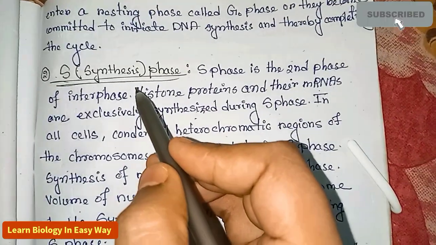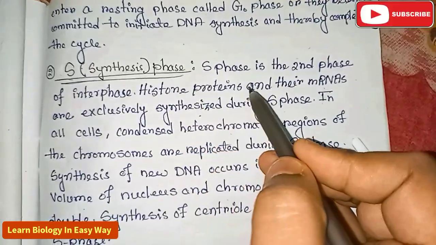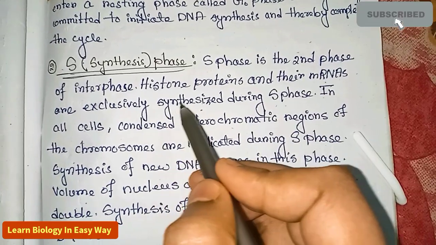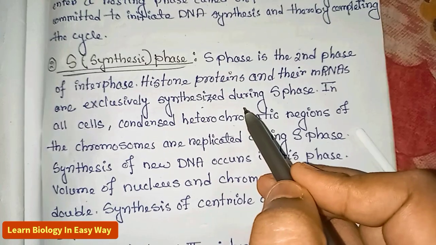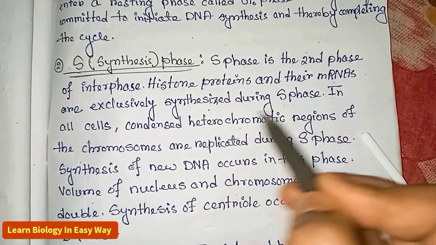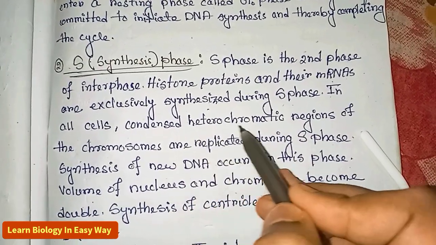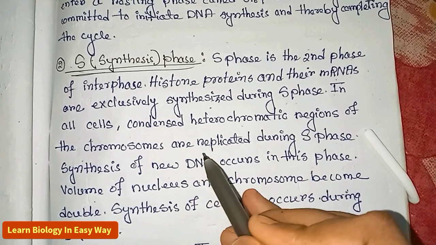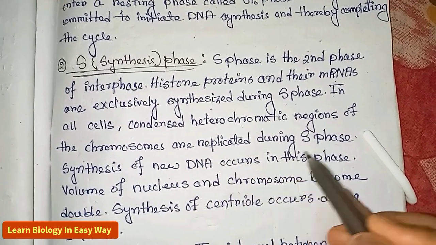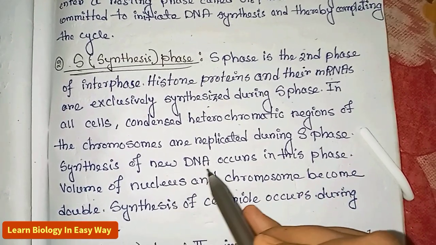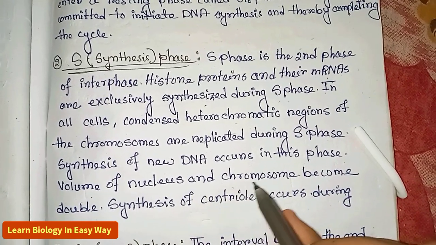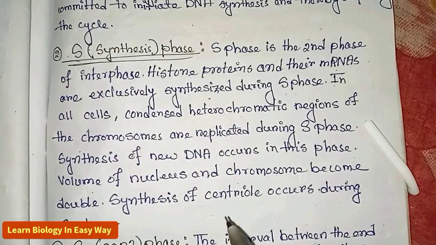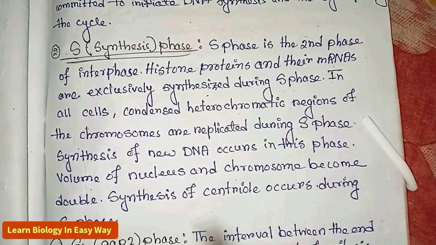Next, S phase or synthesis phase. S phase is the second phase of interphase. Histone proteins and their mRNAs are exclusively synthesized during S phase. In all cells, condensed heterochromatic regions of the chromosomes are replicated during S phase. Synthesis of new DNA occurs in this phase. Volume of nucleus and chromosome become double. Synthesis of centriole occurs during S phase.